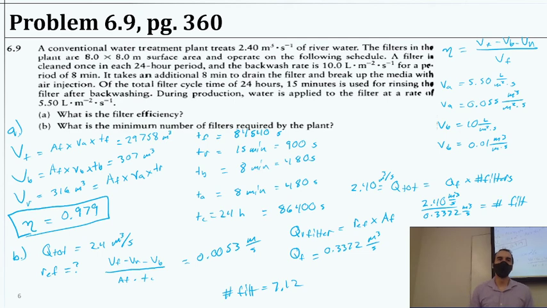However, we're not going to install 0.12 filters, right? That does not make sense. We're not going to cut one of these filters into pieces and say, okay, well, this one only has 10 square meters of filtration area, so that we precisely get this. No, we're going to round up here and say that should be 8 filters. That way we have some buffer capacity, and we actually have a little bit more time to backwash if we had to.